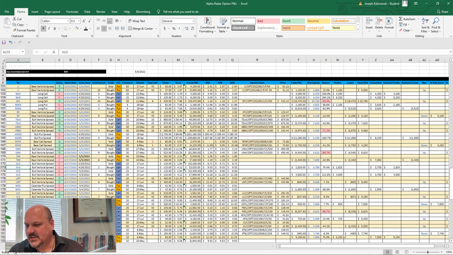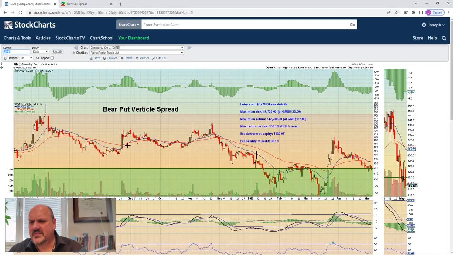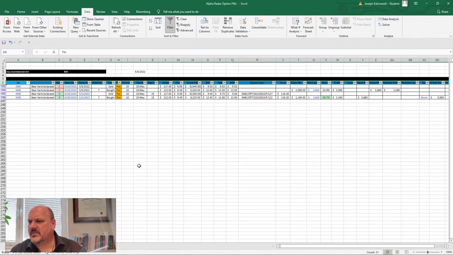First thing I did here with the GameStop. We put on this bear put vertical. You can see GameStop is dropping today. This is the daily chart. It's down about 8.4%. So GME, I closed out half the position of this bear vertical.